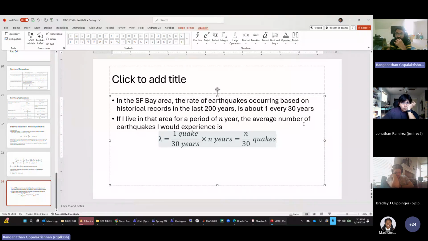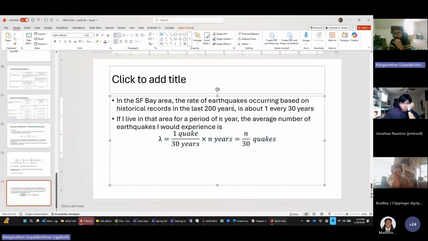Is this train of thought making sense to you? You have to measure an occurrence rate. That occurrence rate is 1 in 30 years in this case, multiplied by the time for which you are conducting this experiment or observation, which is n years. So the average number of quakes in that n years is expected to be n divided by 30. n can be 20, 30, 60, whatever number of years we spend there. This is the average number.